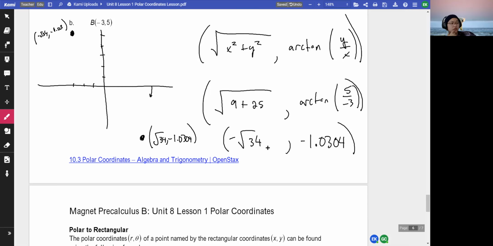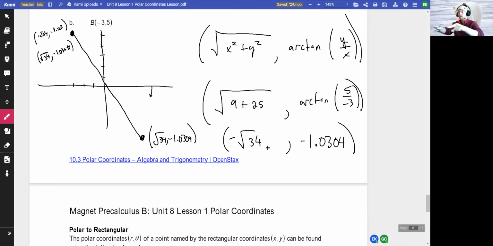What could we also do? Or we could move the theta. Yeah. How much do we need to move this theta by? A pi. Yeah, just pi, right? Boom. So -1.03 plus pi.